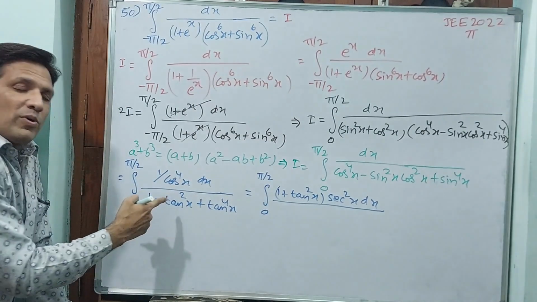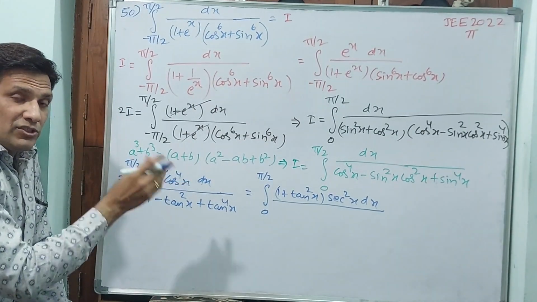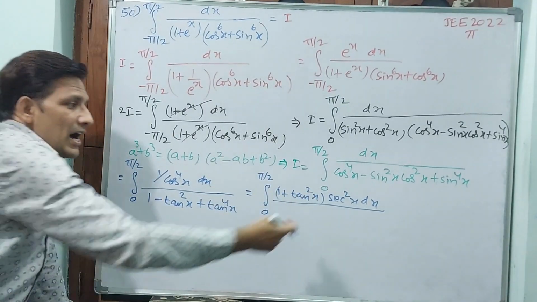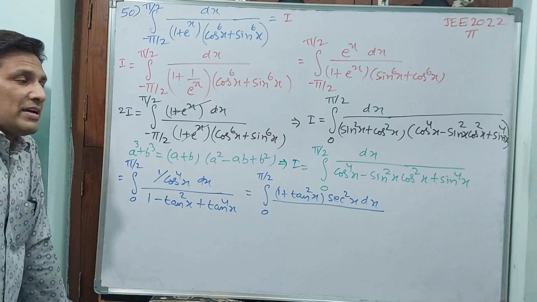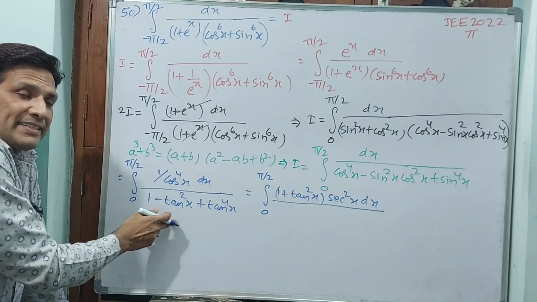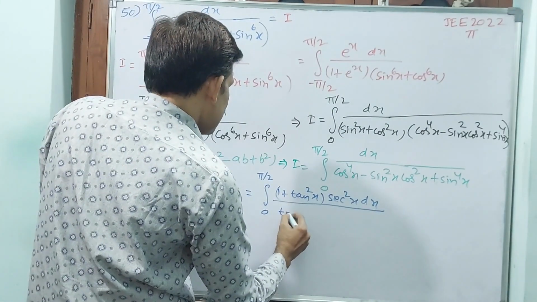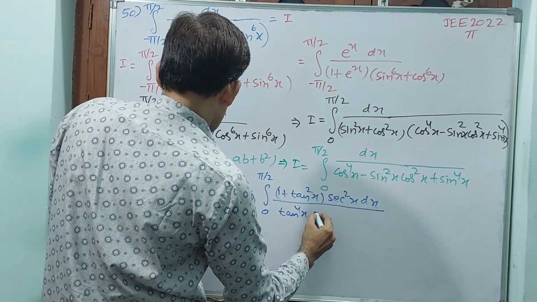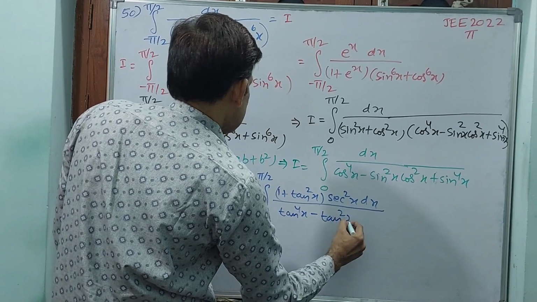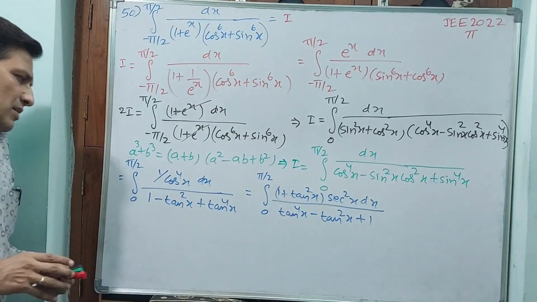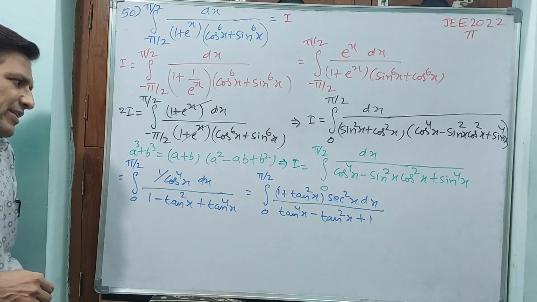1 by cos to the power of 4x is secant to the power of 4x, which is secant square x into secant square x. One secant square x I have written like this, another secant square x I have written like this. Why? Because I am going to take tan x as t. Write down that: tan to the power of 4x minus tan square x plus 1. Okay? Now shall I take tan x as t?